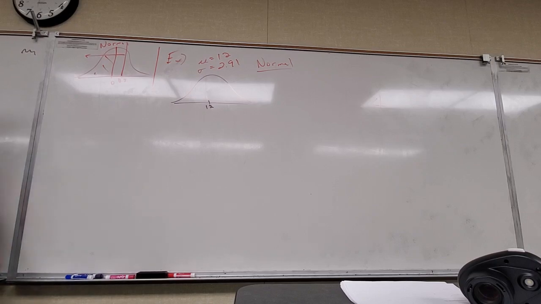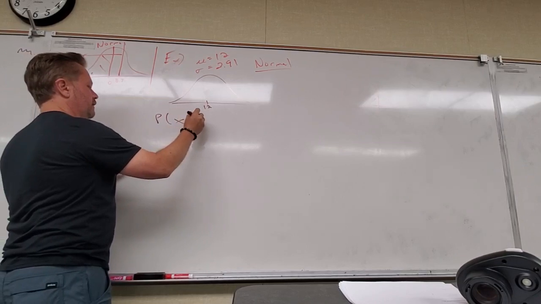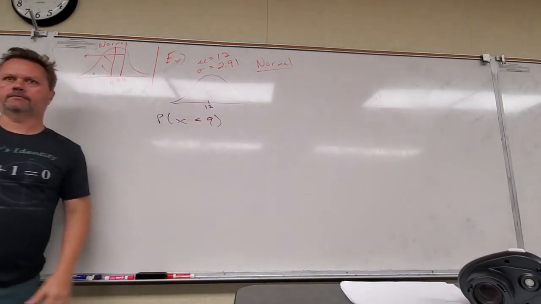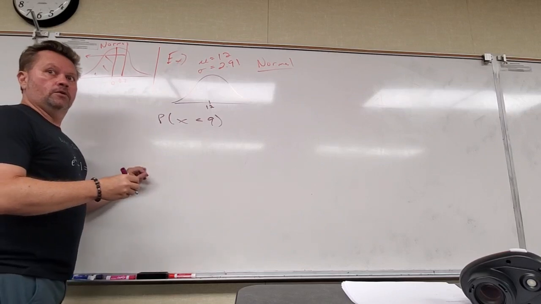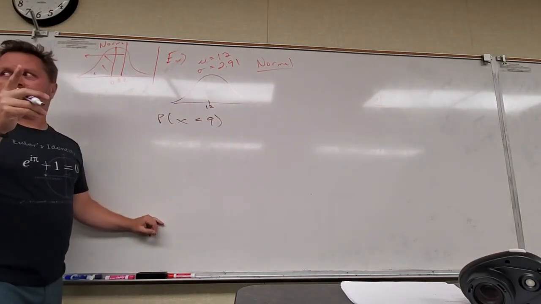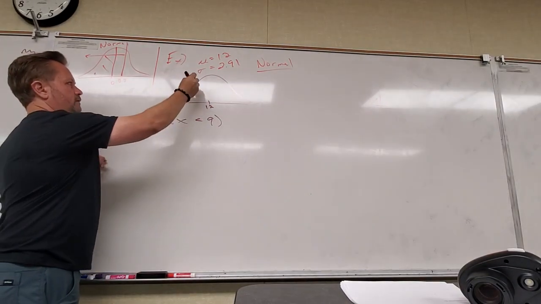It's fantastic. So now if I ask you, what's the probability that I pick something that is less than 9? It'd be like one standard deviation away. Is it 1? A little over 1. So we have to be very precise. So where is 9? It's to the left of the mean.